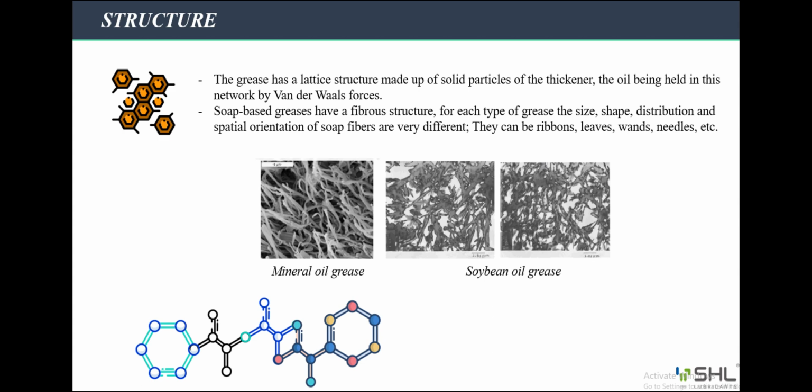Next, let's learn about grease structure. The grease has a lattice structure made up of solid particles of the thickener, the oil being held in this network by van der Waals forces. Soap-based greases have a fibrous structure. For each type of grease, the size, shape, distribution and spatial orientation of soap fibers are very different. They can be ribbons, leaves, wands, needles.